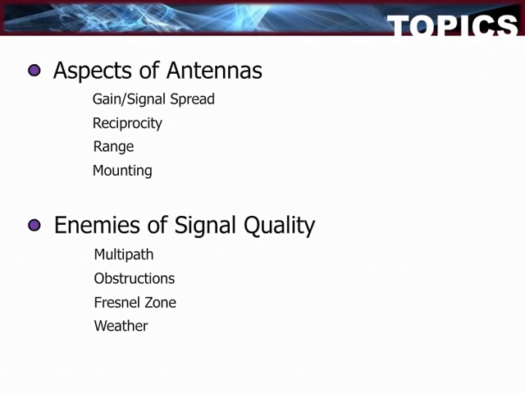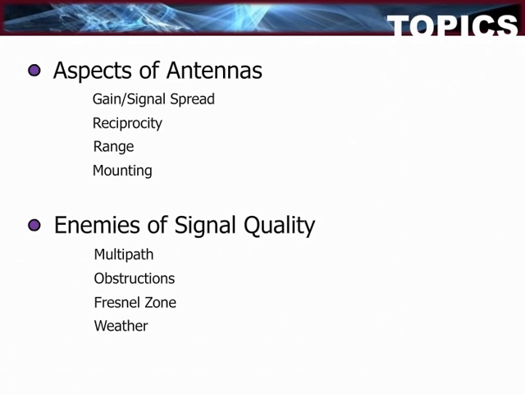Antennas have several aspects that need to be considered when designing an RF system. First is typically gain, which is closely related to signal spread. Reciprocity states that an antenna not only focuses outgoing signal from the transceiver, but also focuses incoming signal to the transceiver. Antennas heavily influence the range between two RF devices. We will discuss how using various antennas can achieve different ranges. The mounting of the antennas can have a substantial influence on the performance of the system. We will see how to achieve optimal results by appropriate antenna mounting.